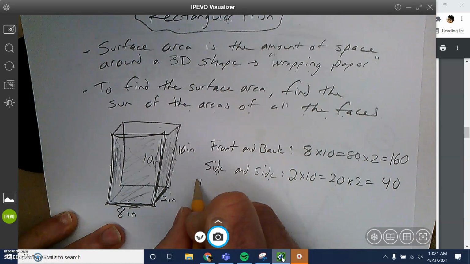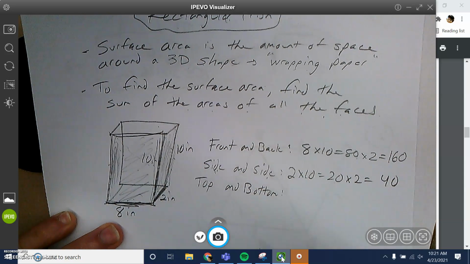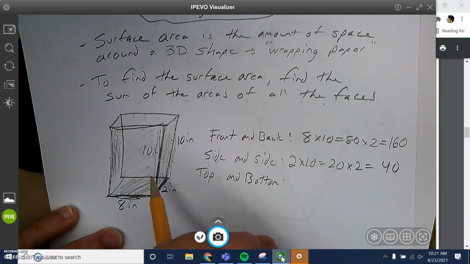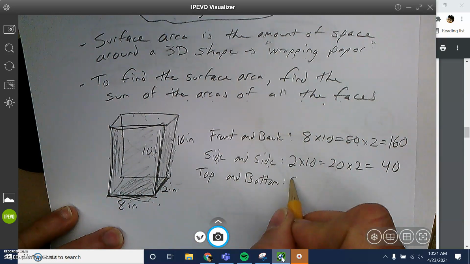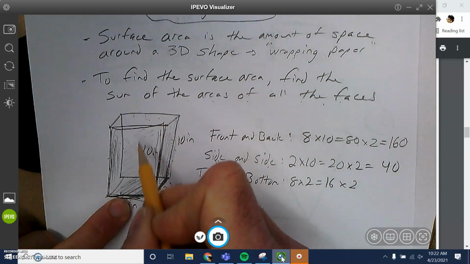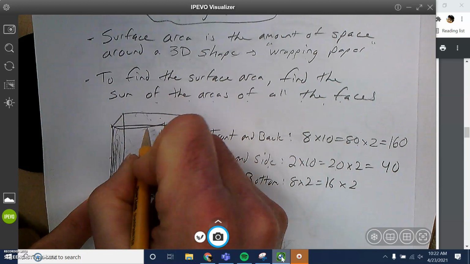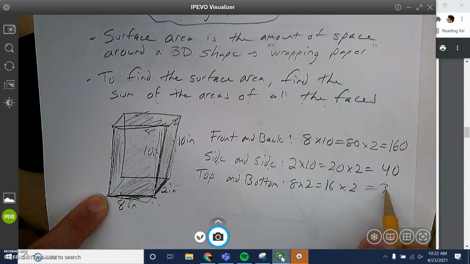We also need the top and bottom. Okay, so the top and the bottom. So usually I just go to the bottom right here because the bottom is usually where the numbers are, and the top, they are congruent, so it's the same. So this is 8 times 2. This is a rectangle, 8 times 2, which is 16. I'm going to multiply by 2. Why am I multiplying by 2? Because I have two faces that are the same area. 8 times 2 is 16. And this is also 8 times 2, which is also 16. So I have times 2, which is 32.